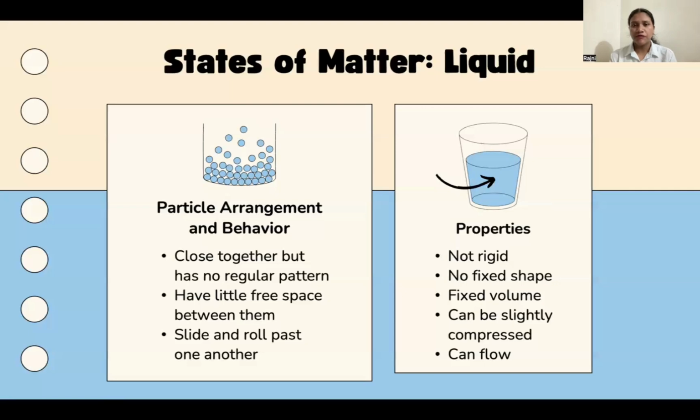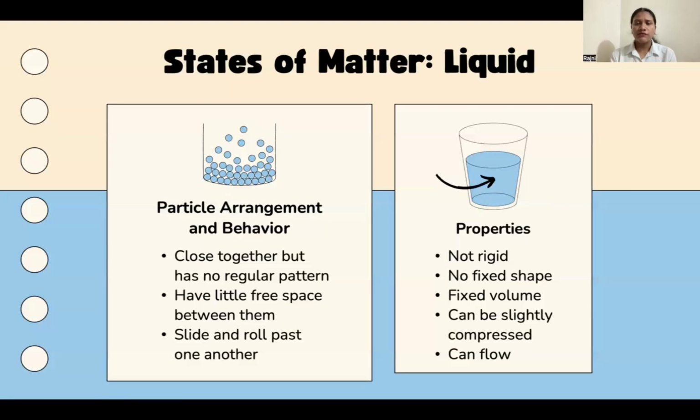So, we can conclude from this activity that liquids can flow, they have a fixed volume, but they don't have a fixed shape. They take the shape of the container that they are placed in.